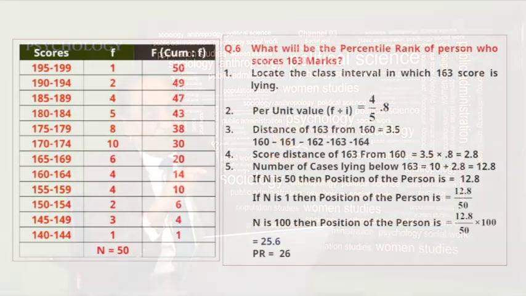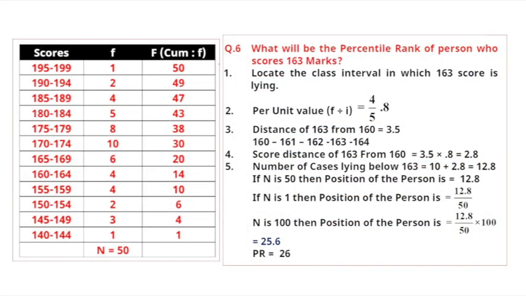So the very first step is to locate the class interval in which the 163 score is lying. That we have located: 163 is lying in the fifth class interval, that is 160 to 164. Now the second step will be the per unit value. It will be calculated by dividing the frequency by the size of the class interval. You see, 160 to 164, what is the frequency? 4. The frequency of this class interval is 4.